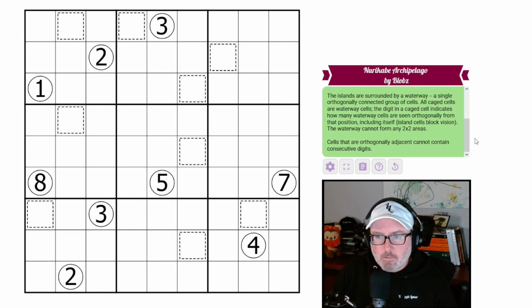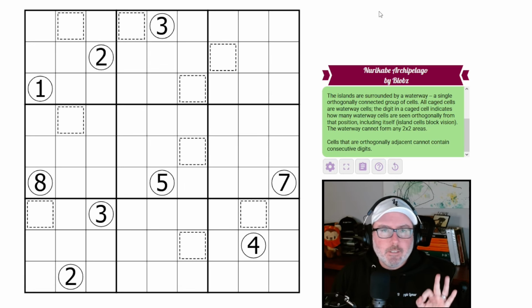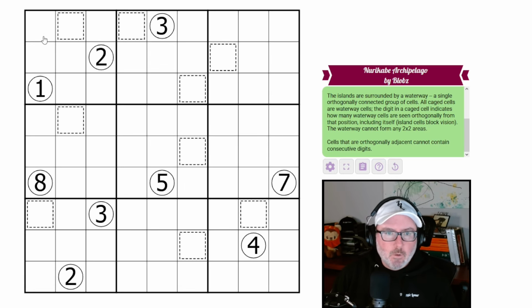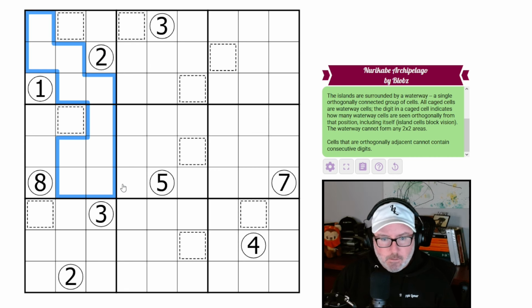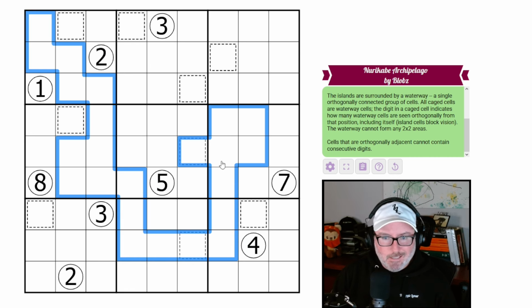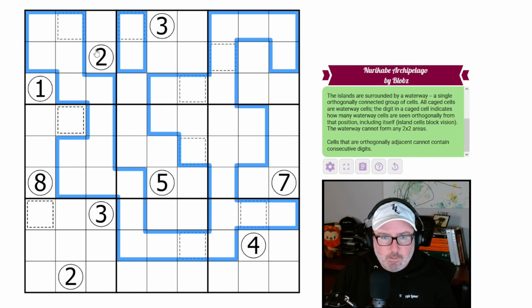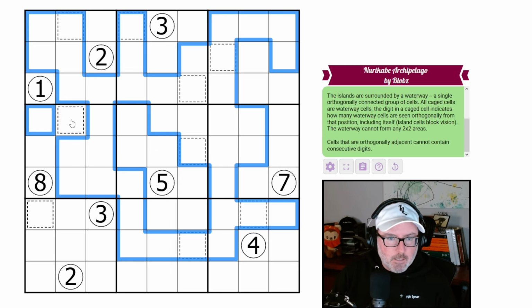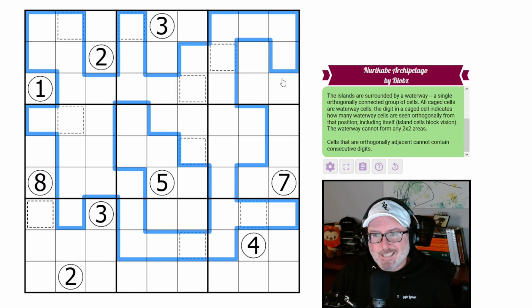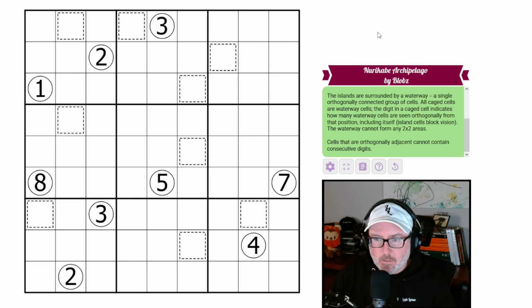Now, islands are surrounded by a waterway, a single orthogonally connected group of cells. So we're going to have water across this board, and it has to all be connected together in some manner. Now, I'm not going to go through the entire thing, but you get the point. And the islands are going to have to be cut off from other islands. Again, I'm not going to go through all of them, but we're going to have some situation where these are all working, acting as a waterway, a singular connected orthogonal group.